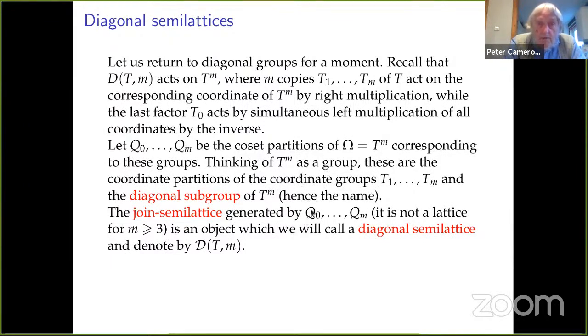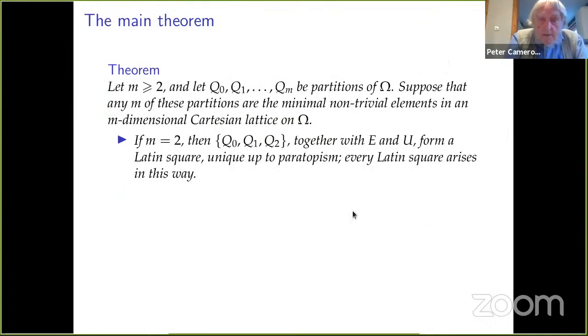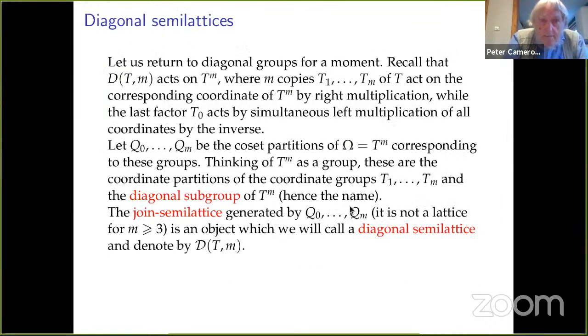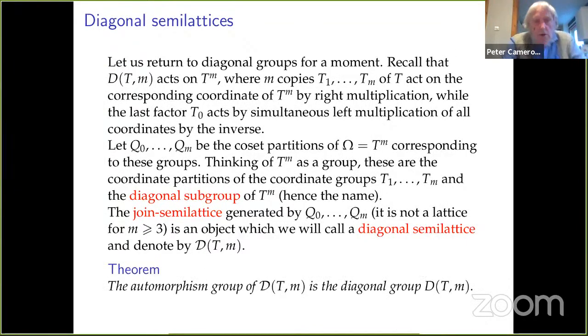So what we're going to do is take these coset partitions, Q0 to QM, and take the join semilattice they generate. In other words, take all joins of subsets of these. And I'll call that the diagonal semilattice. And you can show that the automorphism group of that diagonal semilattice is the diagonal group.